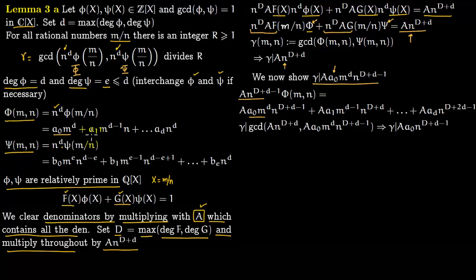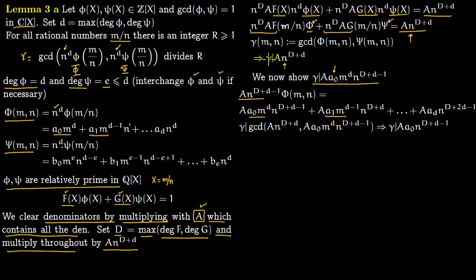Now you go to the second term, you keep a1 m^{d-1} as such, but this n times n^{D+d-1}, this minus 1 and this 1 here will cancel out, so you just get n^{D+d}, and this a is as such. So again you keep on doing like this.